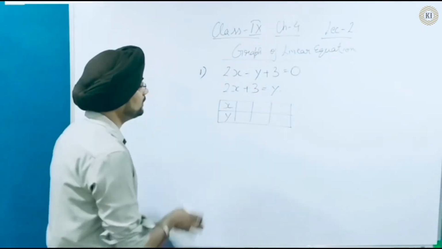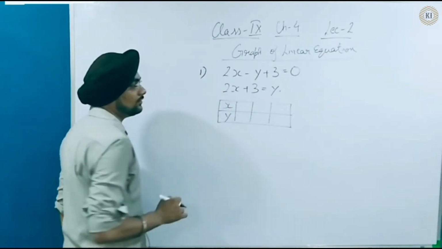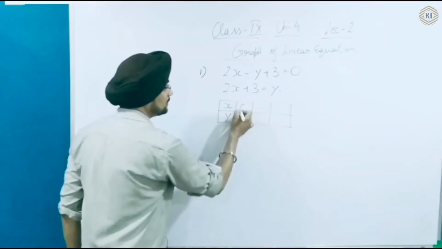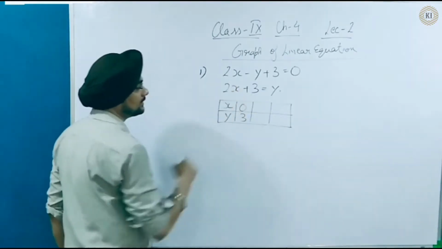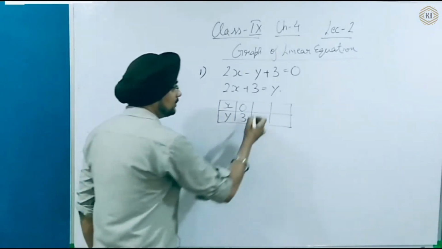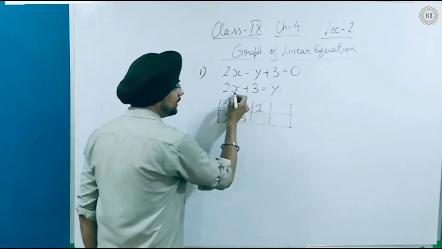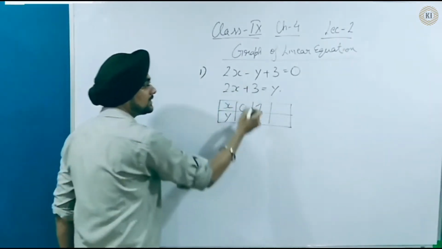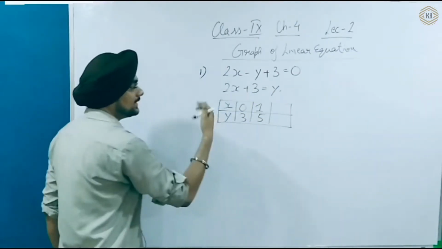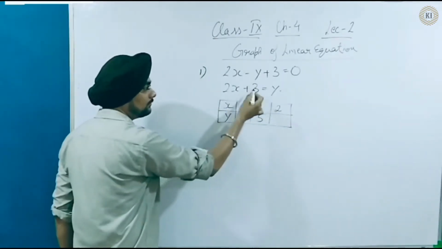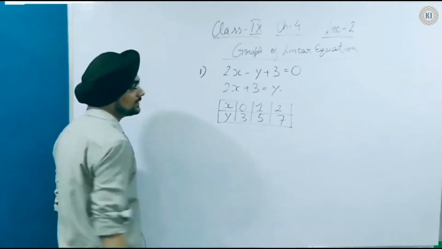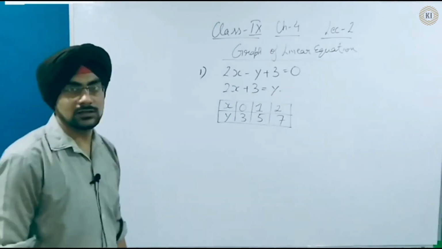So what do we do here? Suppose we put the value of x as 0. So 2 into 0 is 0, 0 plus 3 is 3. Second, we take the value of x as 1. So 2 into 1 is 2, 2 plus 3 is 5. Next we take the value of x as 2. So 2 into 2 is 4, 4 plus 3 is 7. So this is our table.